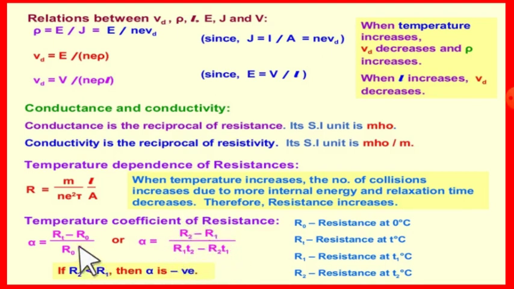You can take this as the initial resistance and this as the final resistance. If your final resistance is greater than the initial resistance, then we call that alpha the positive temperature coefficient of resistance. Your alpha will be positive. But if your final resistance R2 is less than the initial resistance R1, then alpha will become negative, and that material will be called a negative temperature coefficient of resistance material.